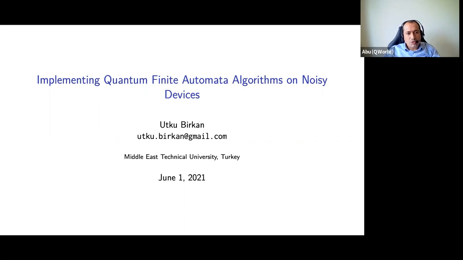We are continuing with Utku. It will also be an implementation about QFA, but this time instead of a photonic implementation, IBM quantum simulators or machines are used. Yes, Utku.